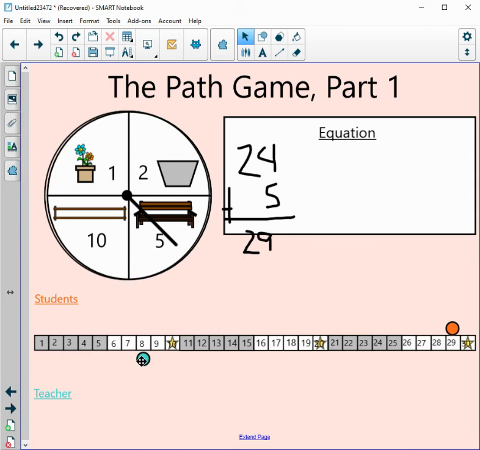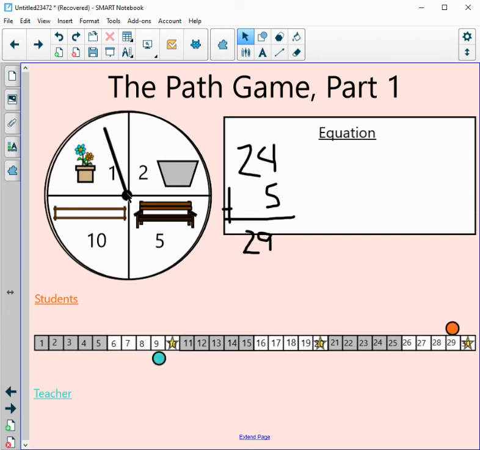So let's see. Is there any way that my teacher could catch up with just one spin? No, because only one spin would give me 10. So if I'm at 8 and I only added 10 more, that would give me 18. So I could not catch up. But that's okay. We'll see what our teacher spin looks like. 8 plus 1. What is 8 plus 1? We move 1 on our number line. That would be 9. Good job.